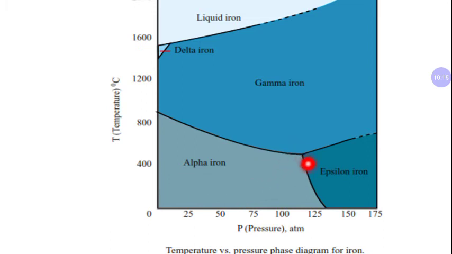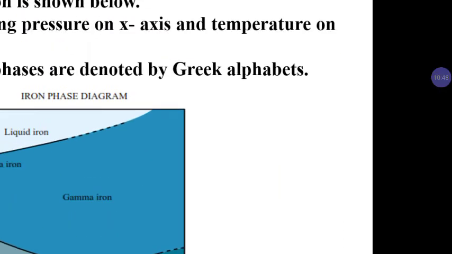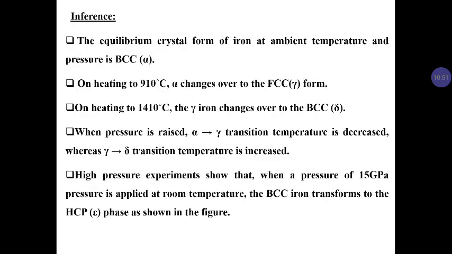it depends on what temperature it is maintained at. If the temperature increases, we can see that above this temperature range, we can't go to this epsilon iron. It can make a transition from alpha to gamma, but it is not possible to go to epsilon. So below this temperature, it is possible, somewhere around 700 degrees Celsius. Below this, the transition from alpha to epsilon is possible. And here, you can see that by increasing the pressure, it can make a transition from alpha to epsilon iron. Okay, so you can see here, around 15 GPa, it makes a transition from BCC to HCP phase.